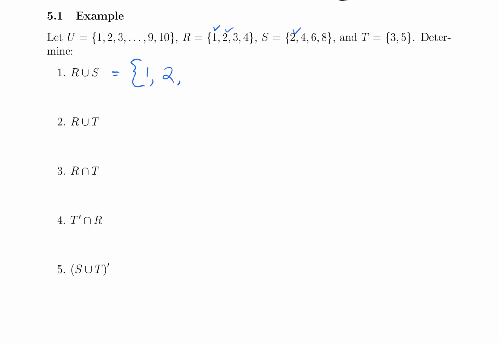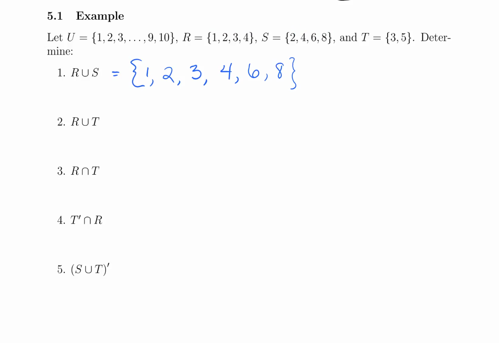So we have 1, 2, 3. 3 is not in S, but we still include it. 4 is in both of them, so I'll include it once. There's no 5. The next thing we have is a 6 from S. There's no 7, and then we end up with an 8. So the union is everything that was in R or S, and anything that was in both of them, you only represent it once. Now let's look at the union of R and T.